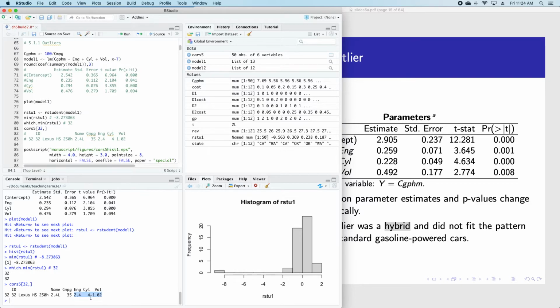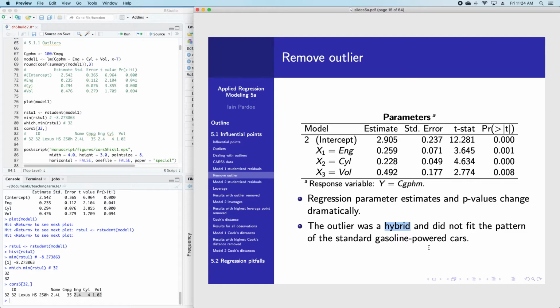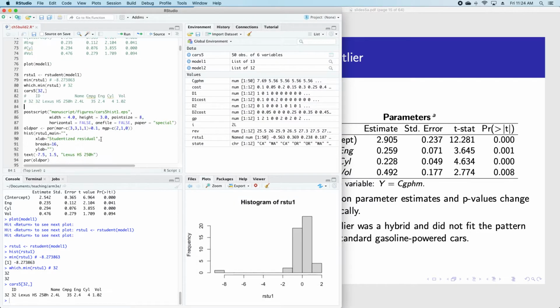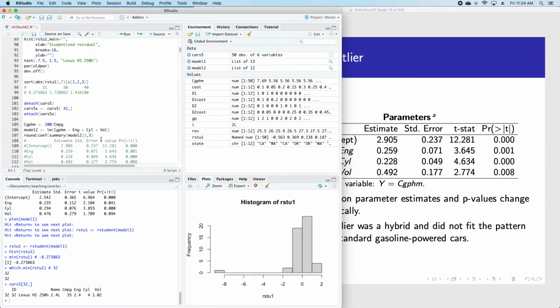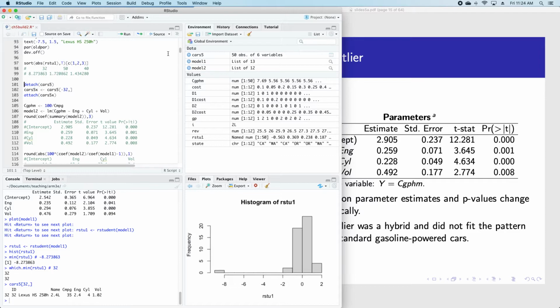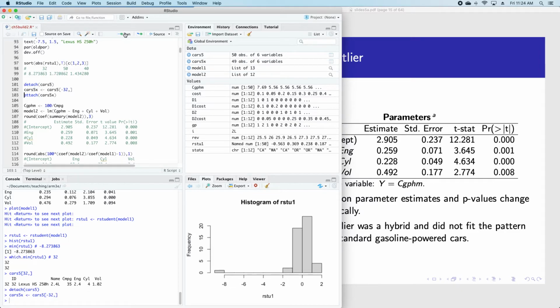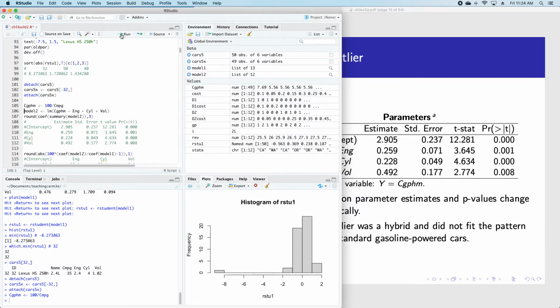So this car is not fitting the pattern of the rest of the data. In this case, I think it's fair enough to exclude this car from the analysis because it's not the same as all the others. It doesn't really belong in this analysis. If we're trying to build a model for fuel efficiency of gas-powered cars, it's kind of silly to put a hybrid in there. So what I'm going to do is create a new data set that excludes that Lexus, and then I'll redo my analysis.